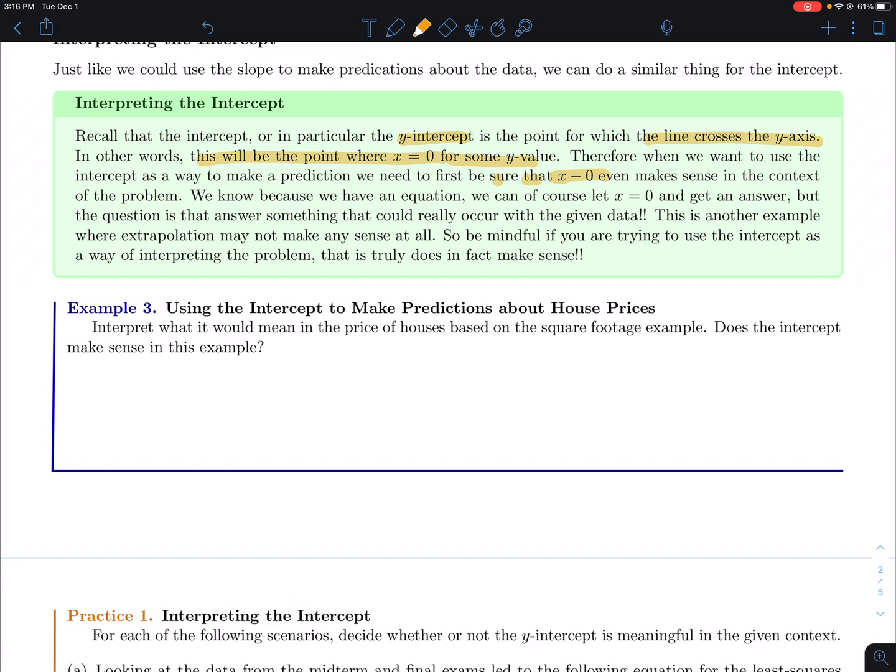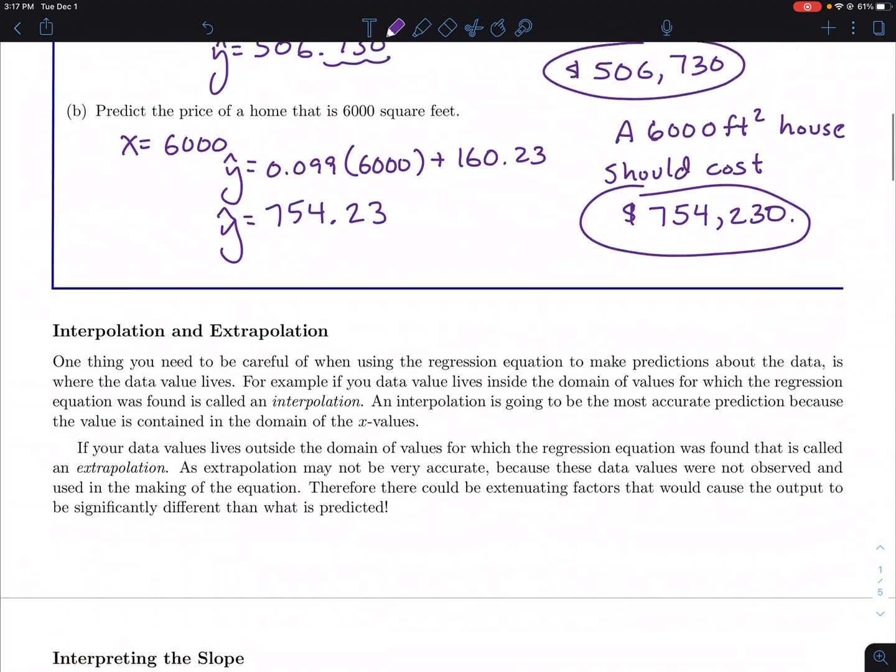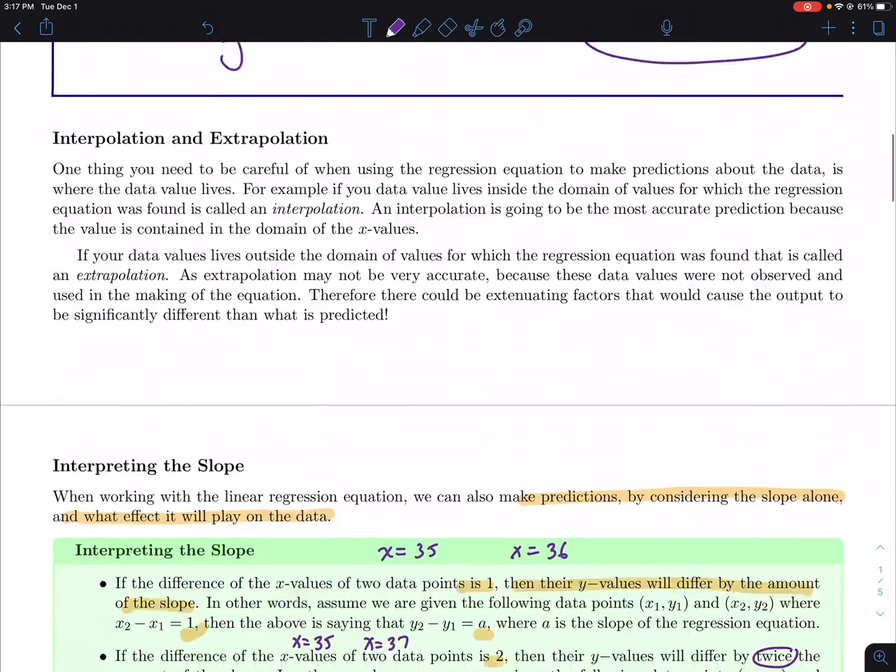So for my problem, again, this is the house problem. Interpret what it would mean in the price of houses based on the square footage example. Does the intercept make sense in this example? Just to write my equation down again, so I've got it here: y hat equals 0.099x plus 160.23.